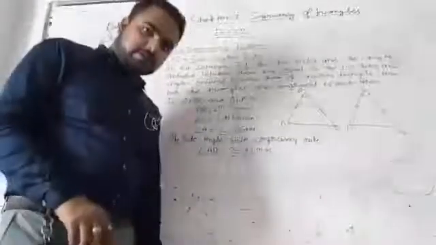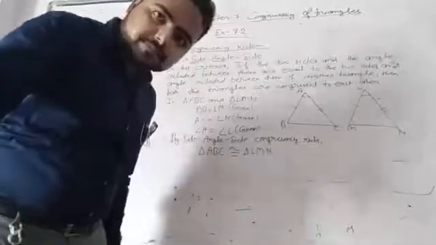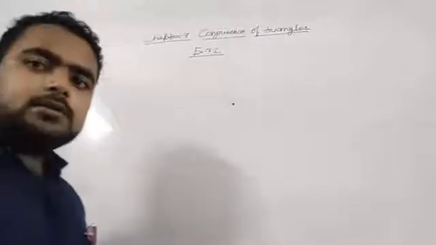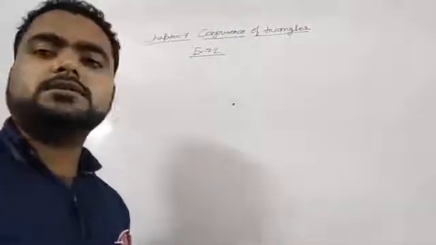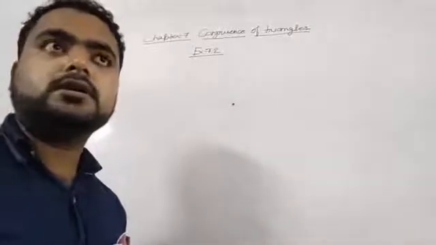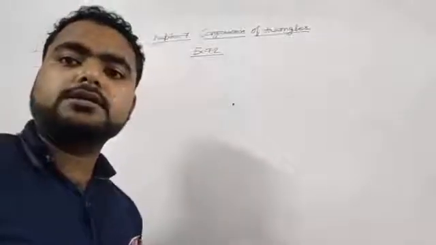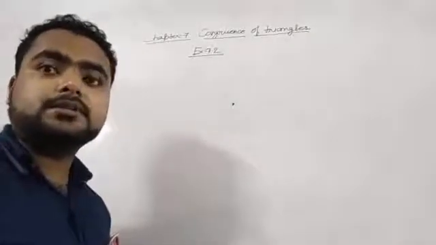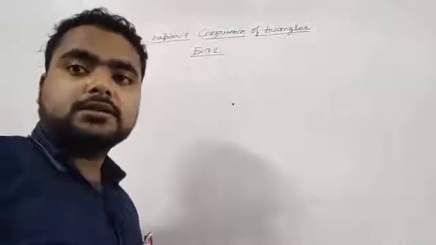So thank you, class. This is all for today. Now we have discussed the two criteria of congruency, that is the SSS congruency rule, side side side, and the second one is the SAS congruency rule, that is the side angle side congruency rule. And we have done the two examples, example 2 and 3, which are based on these criteria.